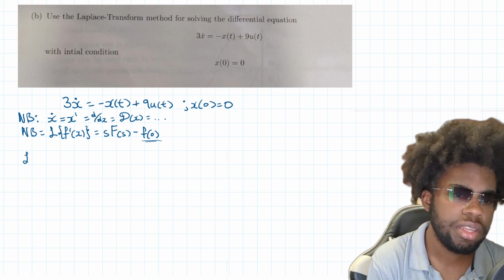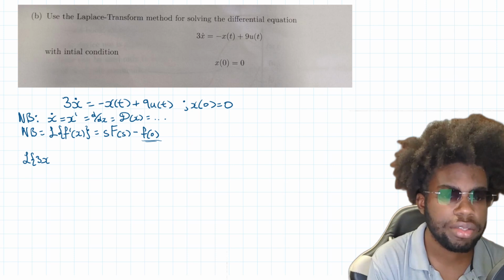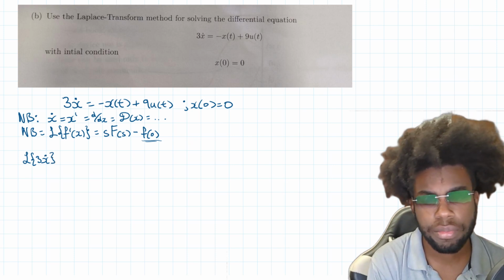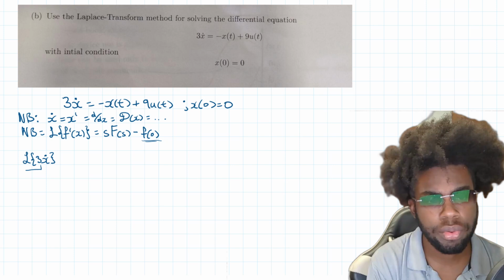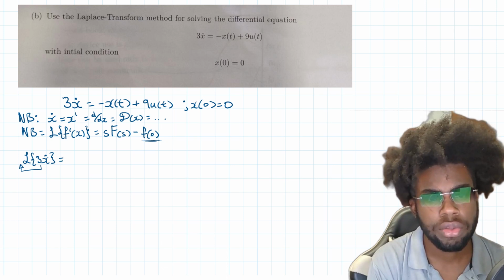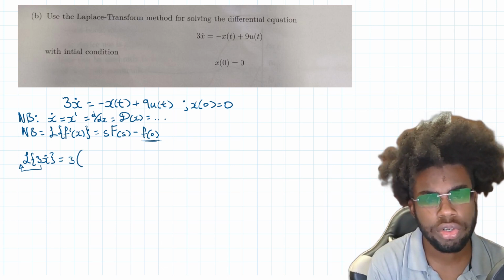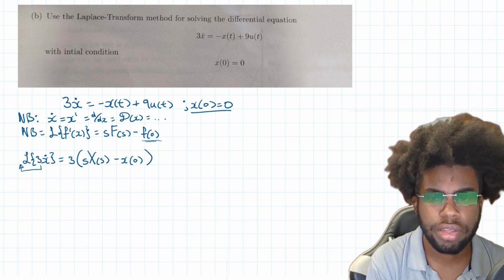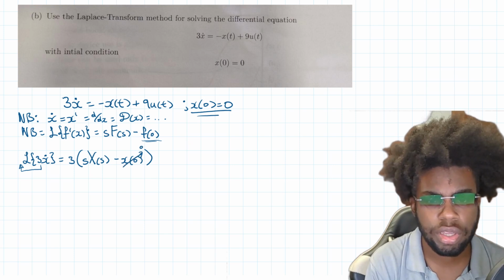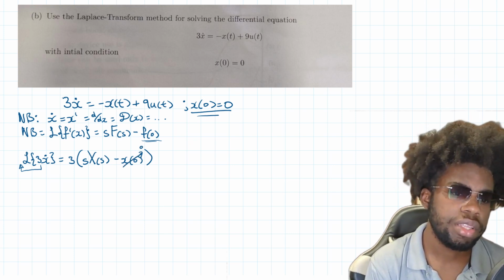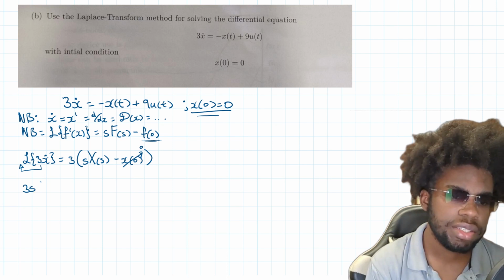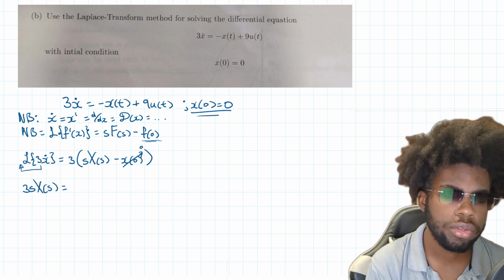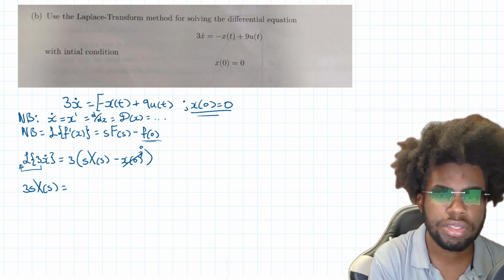So finding then the Laplace transform of 3x dot, because the Laplace transform is linear, it's an integration, we can pull this constant term out, which leaves us with 3 times the bracket s cap X of s minus x of 0. We were told the value of x of 0 to be 0, so we can just do that. So rewriting this, we'll have 3s X of s being equal to the Laplace transform of this side.